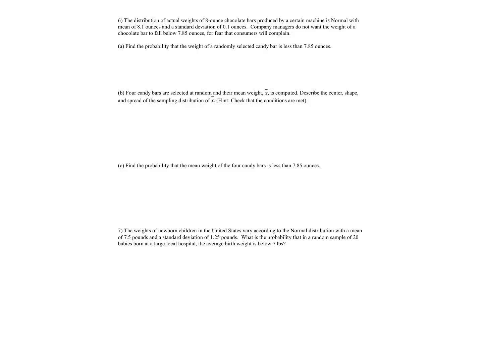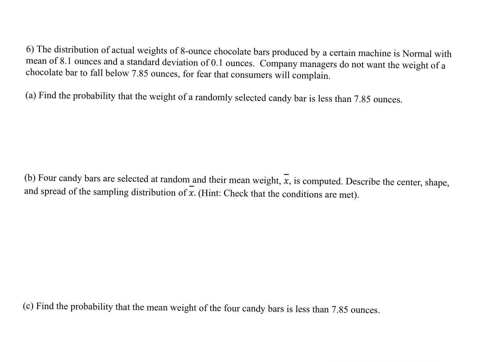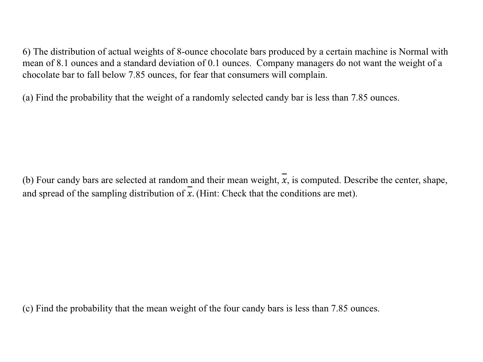So next we're going to look at some examples with means. We have that the distribution of actual weights of 8-ounce chocolate bars produced by a certain machine is normal, with a mean of 8.1 ounces and a standard deviation of 0.1 ounces. Company managers do not want the weight of a chocolate bar to fall below 7.85 ounces for fear that consumers will complain. So we want to find the probability that the weight of a randomly selected candy bar is less than 7.85. So this is dealing with a single candy bar.